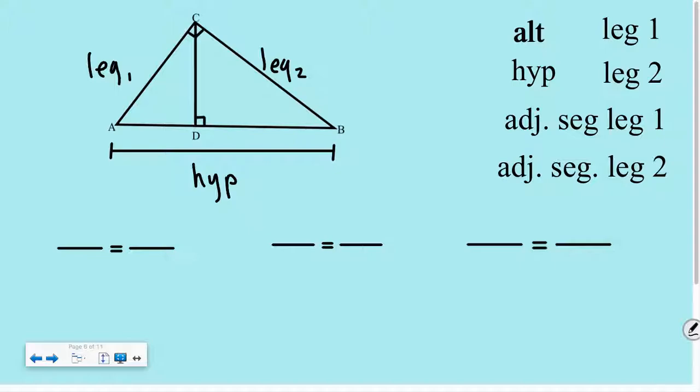The altitude starts at the right angle and then it goes perpendicular to the other side. And that should be labeled altitude for you on your picture. And then the other two parts. When you drop the altitude, it cuts your hypotenuse into two segments. And we name them adjacent leg 1 and adjacent leg 2. I think yours says adjacent segment leg 1 and adjacent segment leg 2. Wherever leg 1 is, adjacent leg 1 has to be attached to it. Wherever leg 2 is, adjacent leg 2 has to be attached to it.